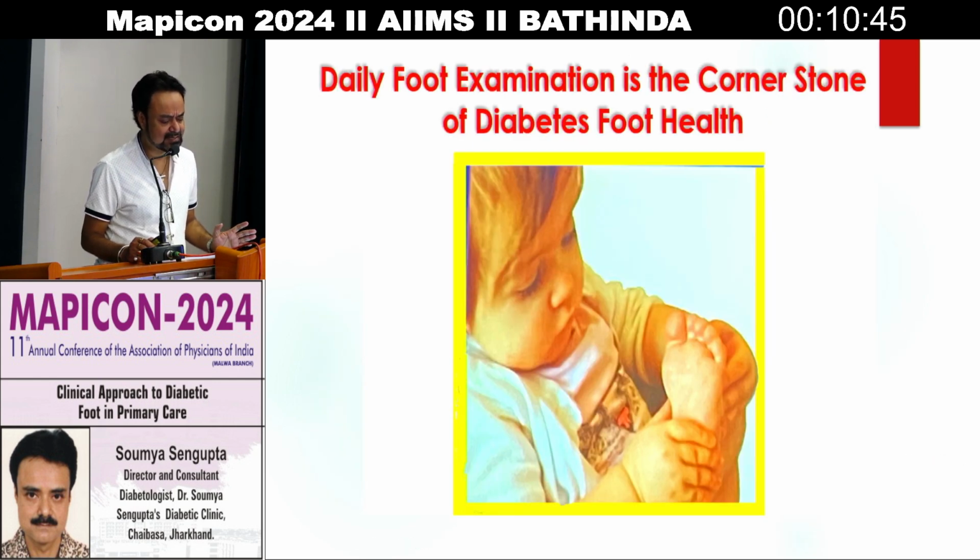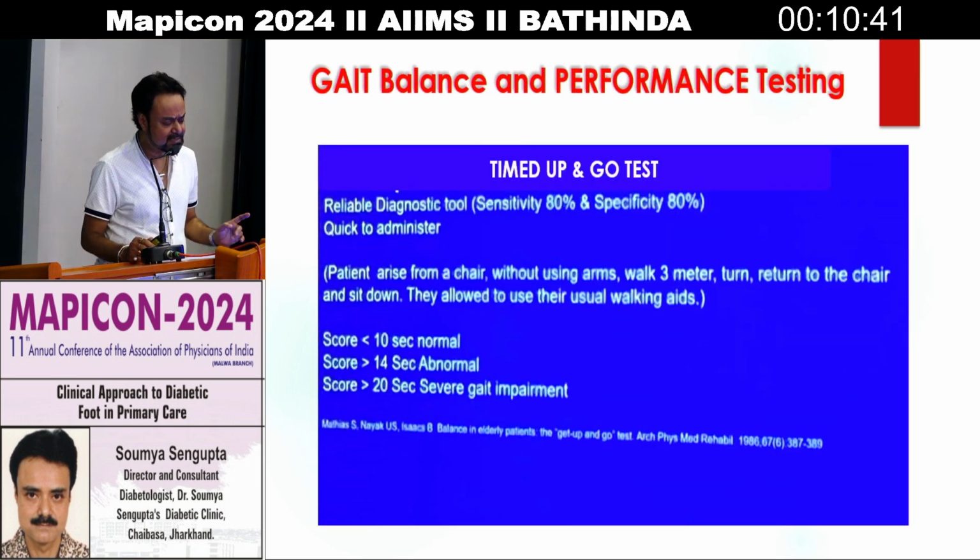So diabetic foot examination is the cornerstone of diabetic foot health. This is a very important test, a gait balance. While judging the gait of a patient in your clinic, you can assess the foot. You can anticipate, you can diagnose a foot problem hidden inside. So this is the timed up and go test, very reliable. Patient arises from a chair without using their arms, walks 3 meters, turns and returns to their chair and sits down. They are allowed to use their own walking aids.